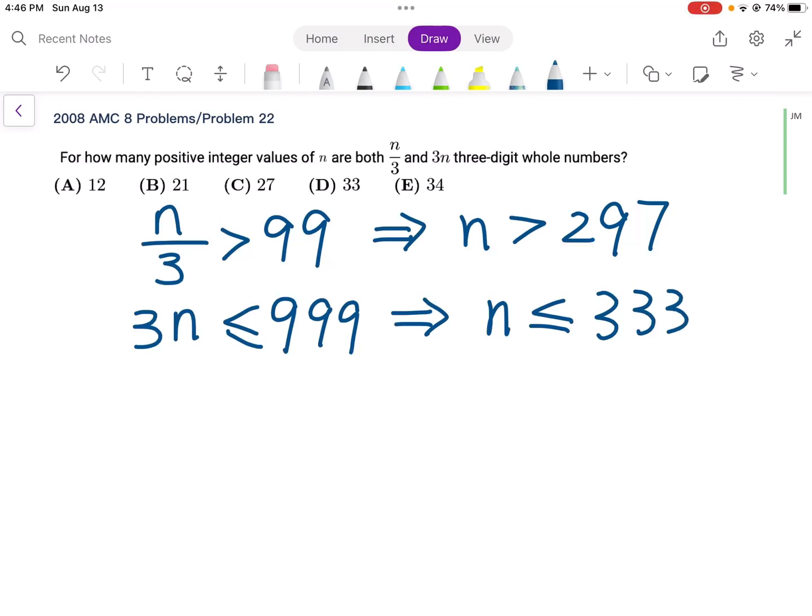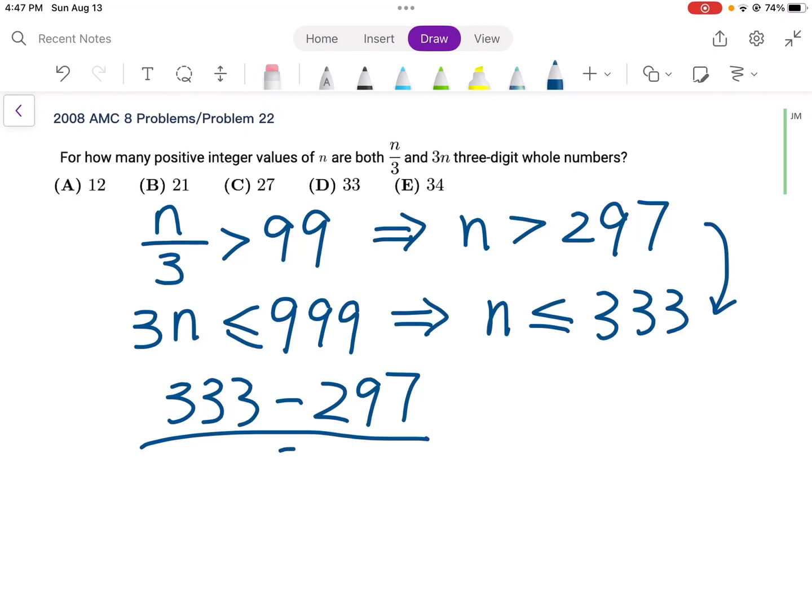Now, because n is divisible by 3, we ask how many integers between these two numbers can be divided by 3. To do that, we calculate 333 subtract 297 and divide by 3. That is 36 divided by 3, which is 12 integers. So the answer is A.